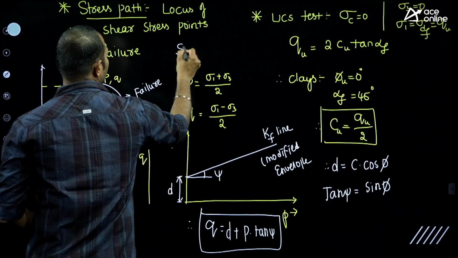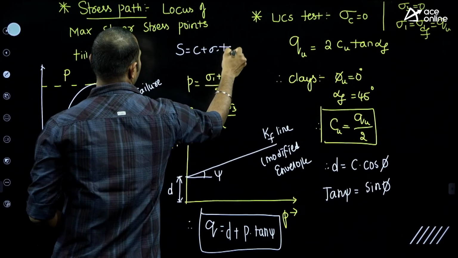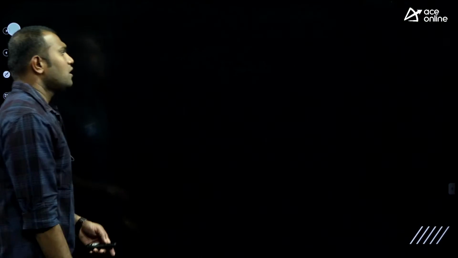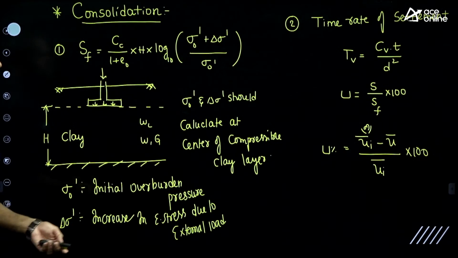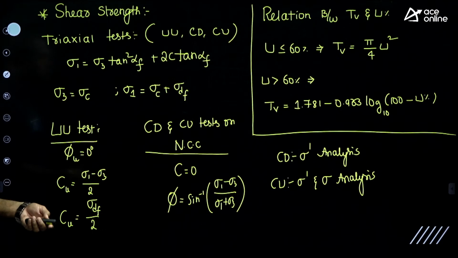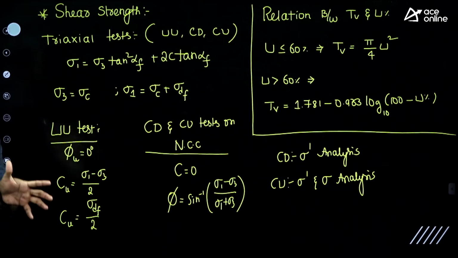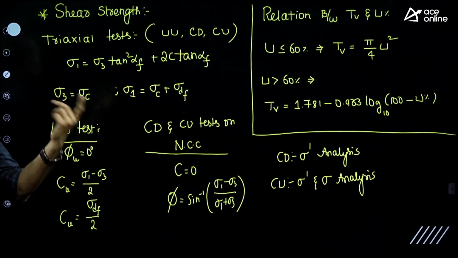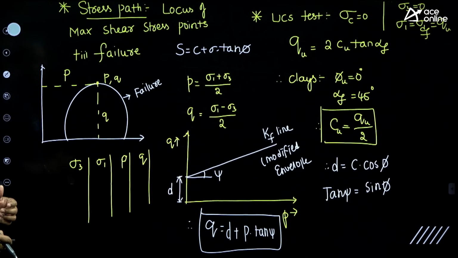So here itself, S is equal to C plus sigma into tan phi. So that's about the consolidation topic, permeability, and what are the different types of questions. You see the previous GATE questions, the majority of the questions. I cannot give you each and every point, but where they are asking more questions, I can frame it over here and let you know.